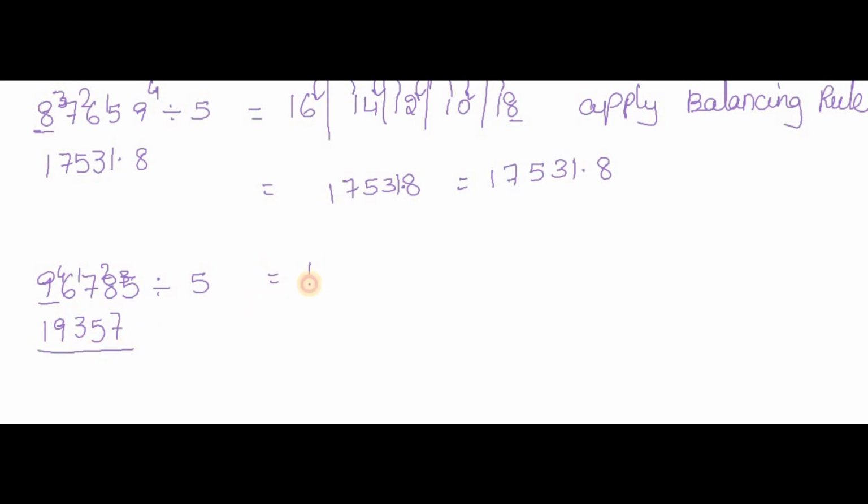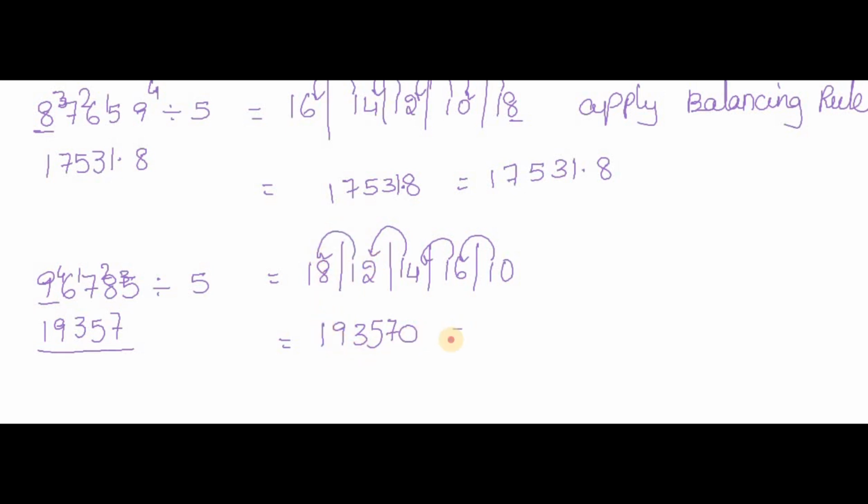Now we will double the digits. 2 9s are 18, 2 6s are 12, 2 7s are 14, 2 8s are 16, 2 5s are 10. Then 0, and 1 plus 6 is 7, 1 plus 4 is 5, 1 plus 2 is 3, 1 plus 8 is 9, and 1 will come as it is. So 19357.0.